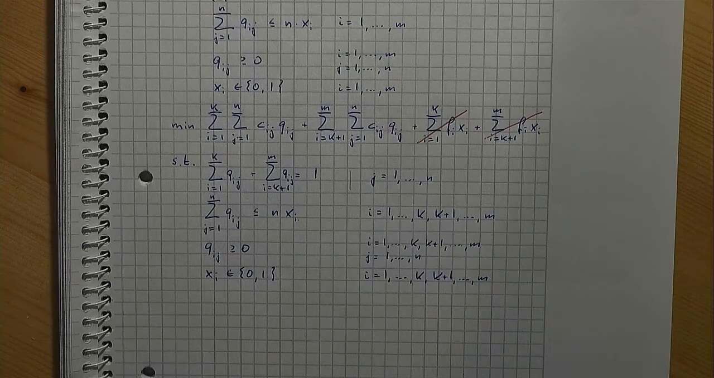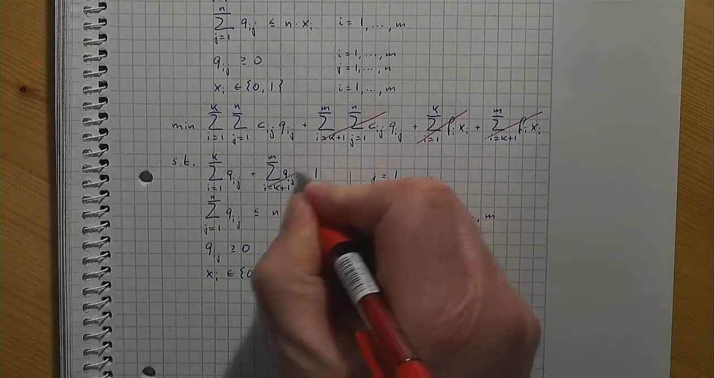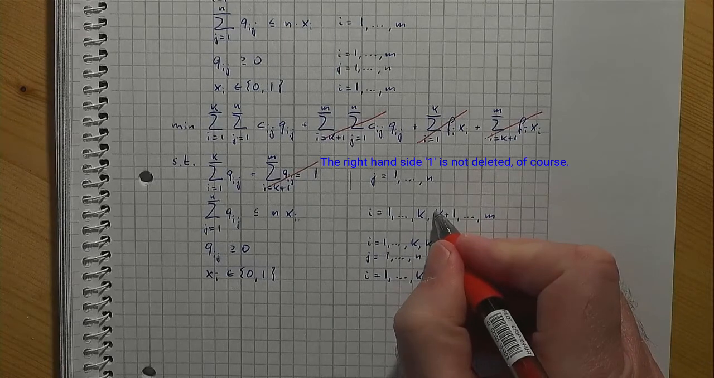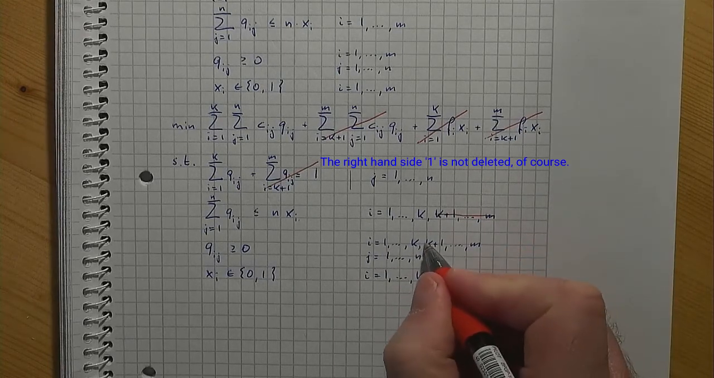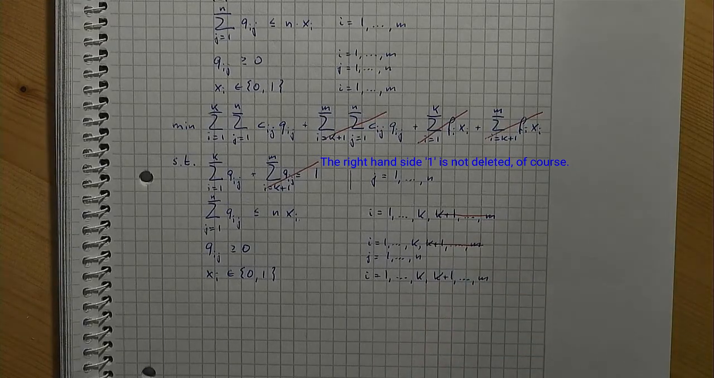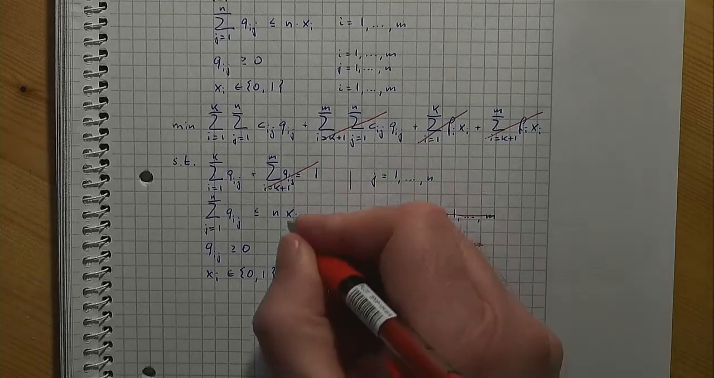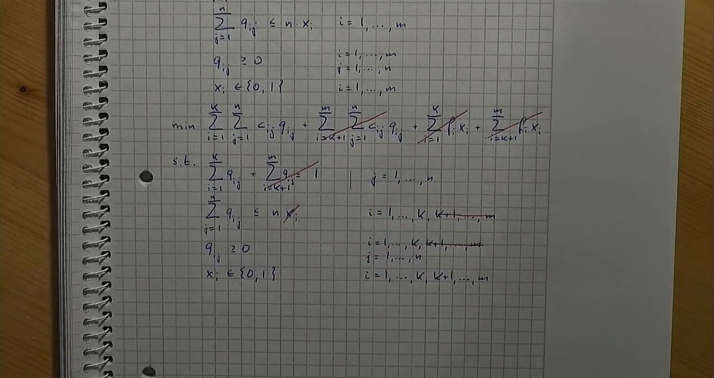Because of the second constraint, if x_i is 0 for i from k+1 to m, all q_ij with i in that range must be 0 too. Therefore, we can delete the second term in the objective function. We can delete all those q_ij's from the constraints. The remaining x's are 1, which simplifies the second constraint. And finally, since all x's are fixed, the x's are no decision variables anymore and the domain can be deleted.